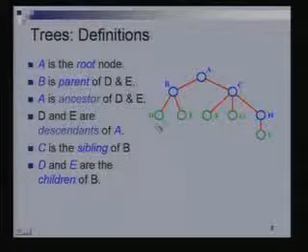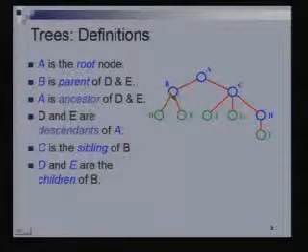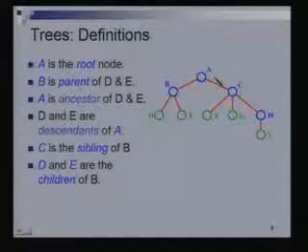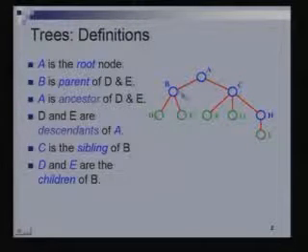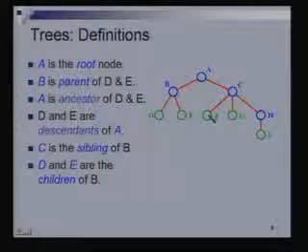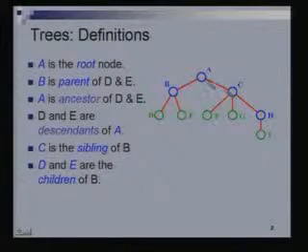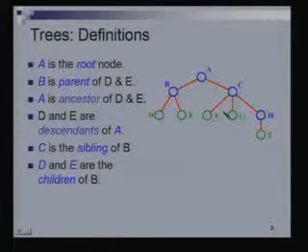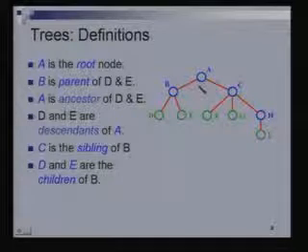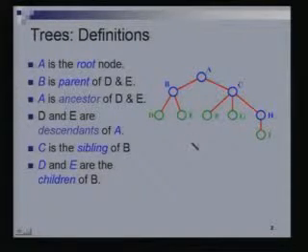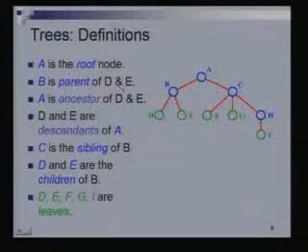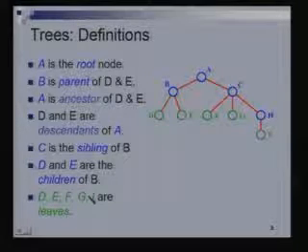Right? So A is a parent of B. B is a parent of D and E, D and E are children of B, and B and C are children of A. All of these are descendants of A, as are all of these. I has three ancestors, H, C and A. H is the parent, C is the grandparent, and A is the great grandparent, although we don't use that term and we just call it an ancestor.